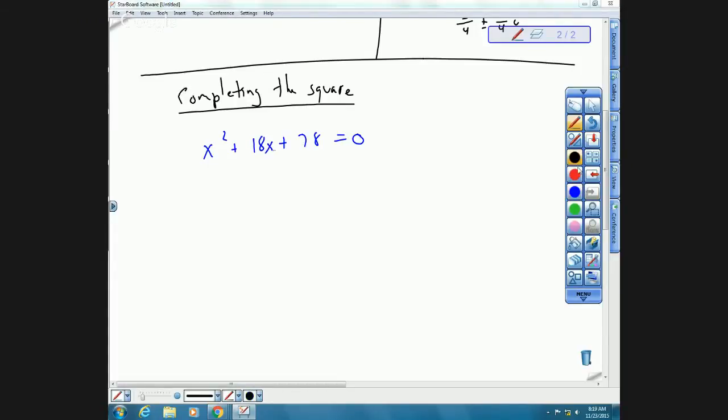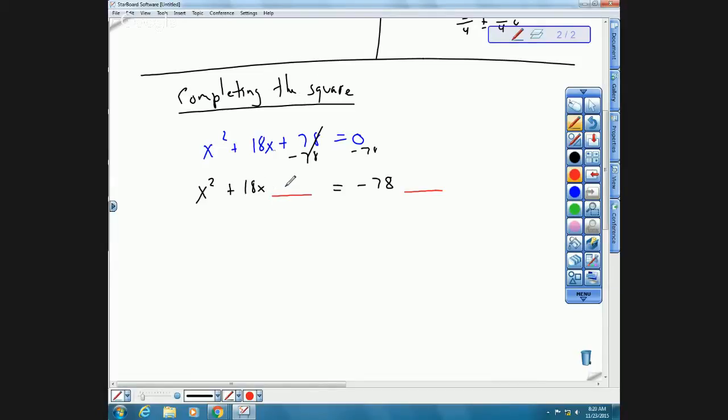What we're going to do is manipulate this to factor for us. So the first thing we want to do is get the x squared and the x by itself. So I'm going to move this 78 to the other side. So I have a blank here. All right, so I have x squared plus 18x. Ignore the right side for a minute. On the left side, I'm going to manipulate this to come up with a number here that will make this easily factorable. Okay, complete the square.